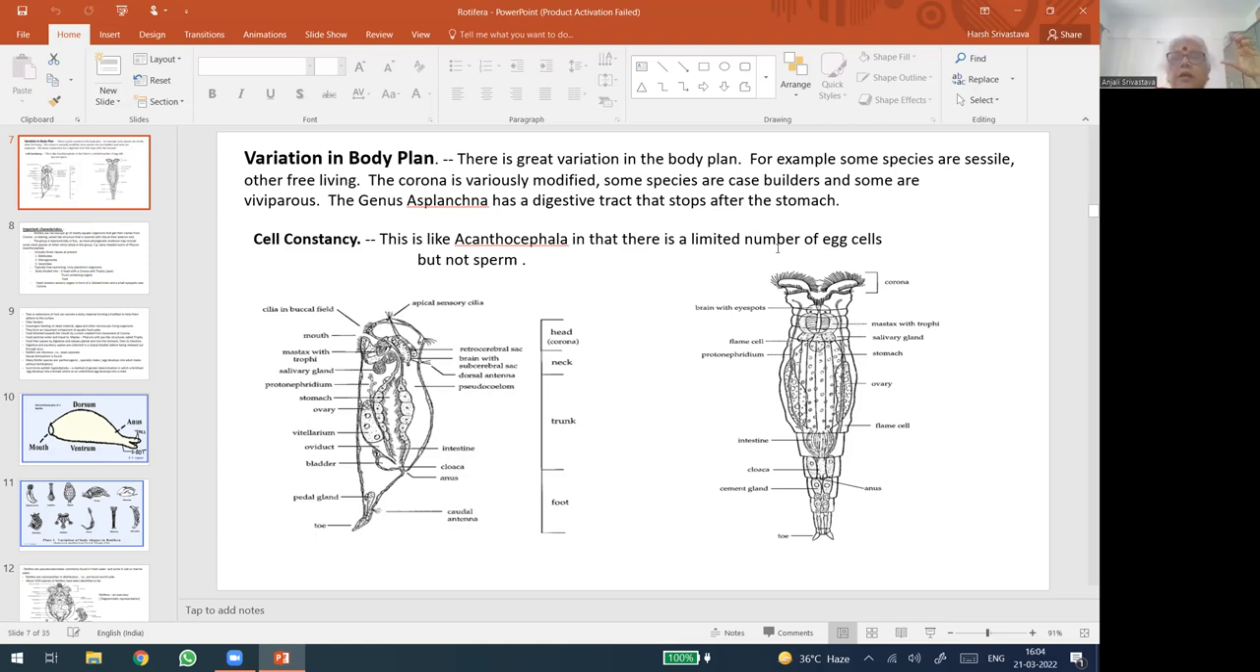The digestive system shows different grades of organization. Most rotifers have a well developed digestive system, but there are certain forms that lack one. Now, cell constancy is like acanthocephala, that there is a limited number of egg cells, but not of sperm.